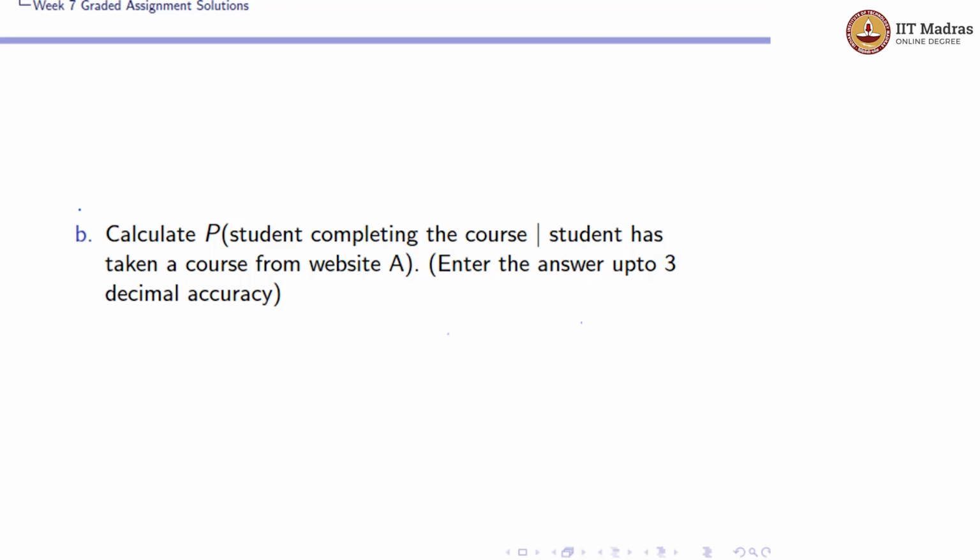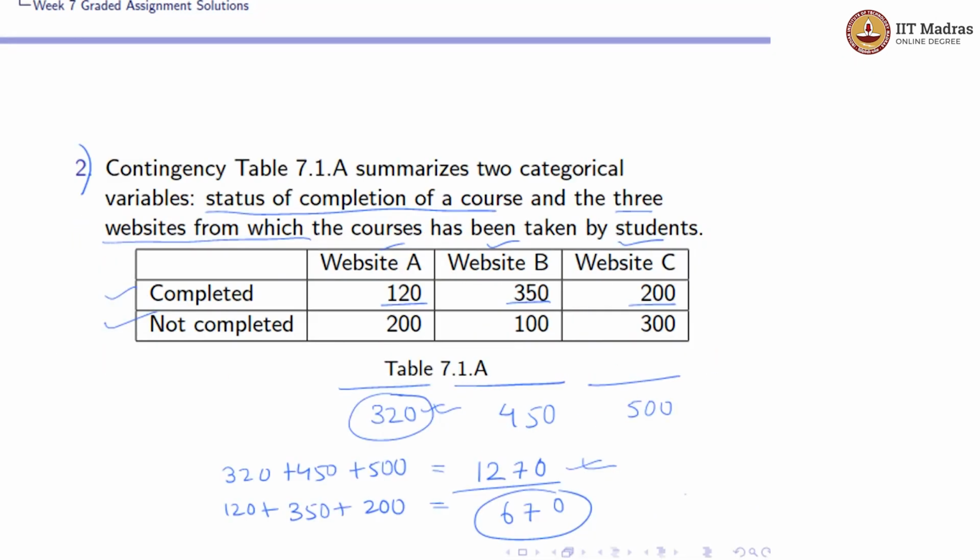Second part of the question, that is B. We have to calculate the probability of a student completing the course given the student has taken a course from website A. So we have to find the probability of completion of a course given that the student has taken a course from website A. Since we know that the student has taken a course from website A, we can restrict our sample space to website A.